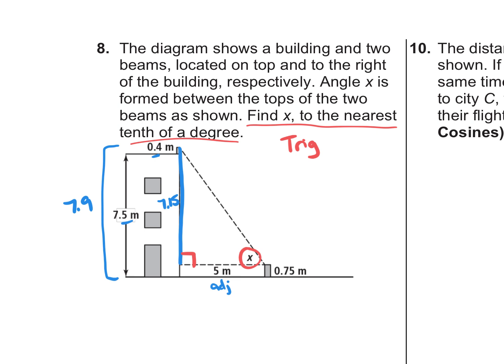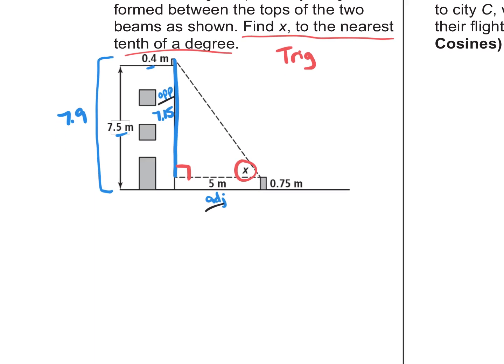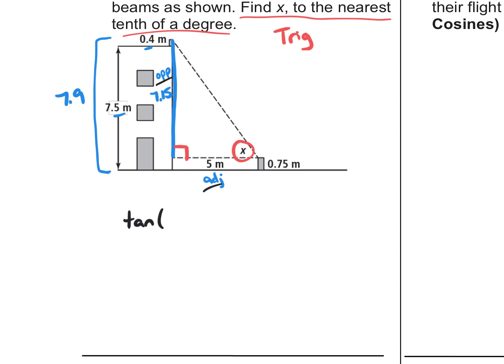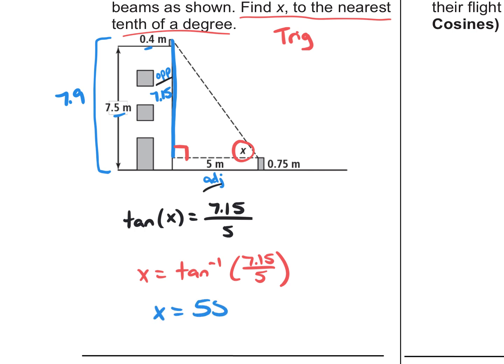Okay. Now, do I have enough information to do trig? Yes. What is this side? That's the opposite side, right? So pick the trig. Opposite, adjacent. Tangent. Yep. So tangent of our angle x equals 7.15 over 5. And now we're going to do the inverse. So we do tangent inverse of 7.15 over 5. Type that guy in your calculator. You should get 55. My calculator's messed up. I'll help you. Should get 55.